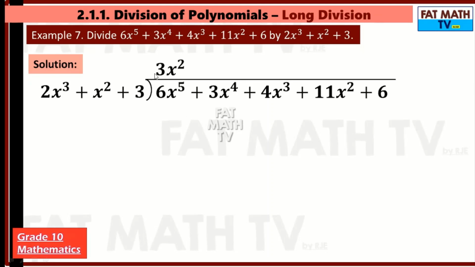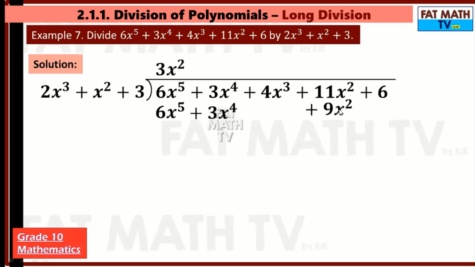And then multiply this 3x squared by the divisor. So you have to distribute it. So multiply to each term here. 3x squared times 2x cubed, that's 6x raised to 5. 3 times 2 is 6. X squared times x cubed. Since you are multiplying with the same base, you add the exponents. 3x squared times x squared, so that is 3x raised to 4. 3x squared times 3, that's 9x squared.